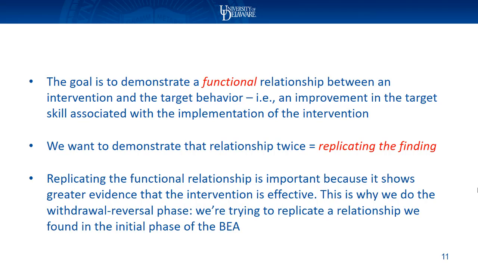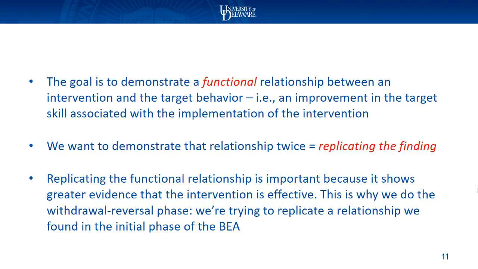The goal in a BEA, and this is important, is to demonstrate a functional relationship. Again, this is based on functional analysis of academic skills. So the goal in a BEA is to demonstrate a functional relationship between an intervention and the target behavior. In other words, we're trying to demonstrate a relationship that shows an improvement in the target skill associated with the implementation of the intervention. We want to demonstrate that functional relationship, but once isn't enough.